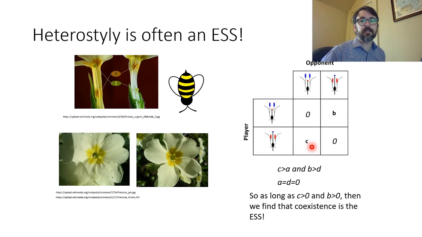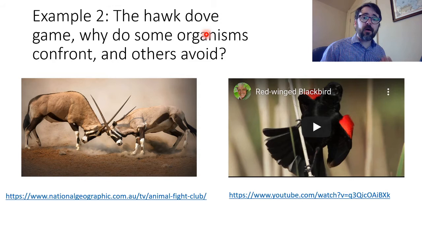So the second example I want to go through is the hawk-dove game, which is one of the earliest evolutionary games, perhaps the first one ever to be created. And it asks the question, why do some organisms actually fight? Why do they confront with aggression? And others avoid fights by doing ritualized displays.